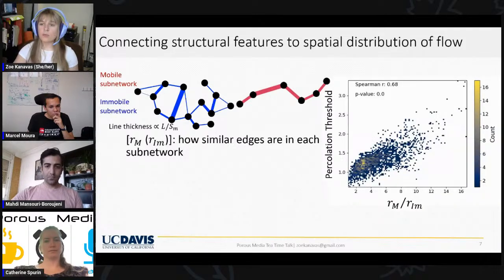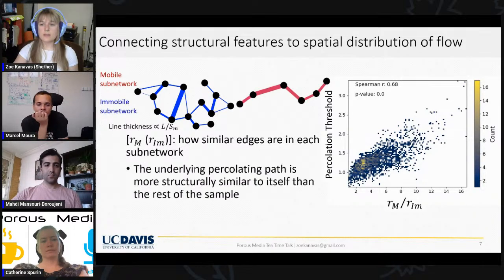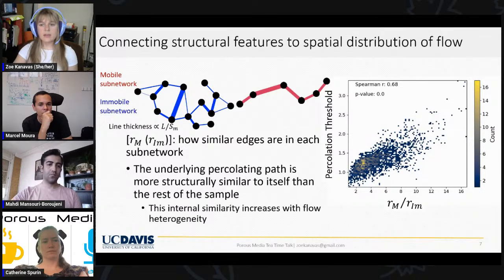Here I'm showing the ratio of the mobile similarity to the immobile similarity plotted against the percolation threshold. The color indicates density, as this plot was populated with over 3,600 samples. In all cases, the ratio is greater than 1, meaning that the similarity metric is greater for the mobile region relative to the immobile region. And as demonstrated by the positive correlation, the ratio gets larger with percolation threshold, indicating that this contrast in structural similarity between the flow regions grows with flow heterogeneization.